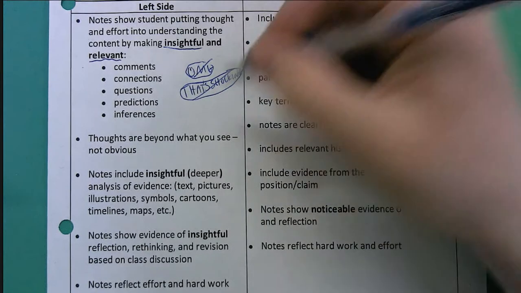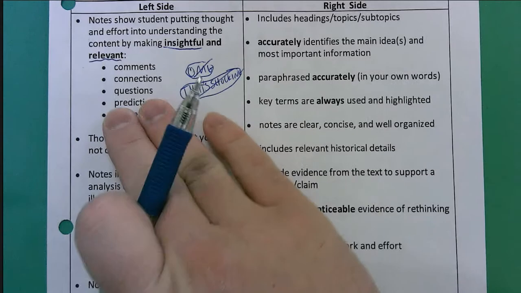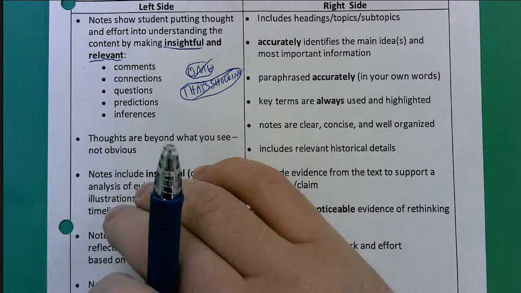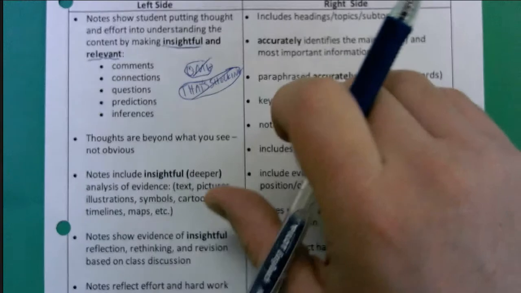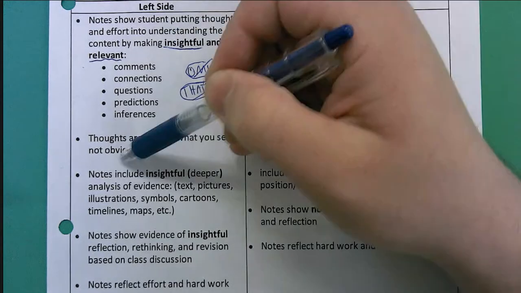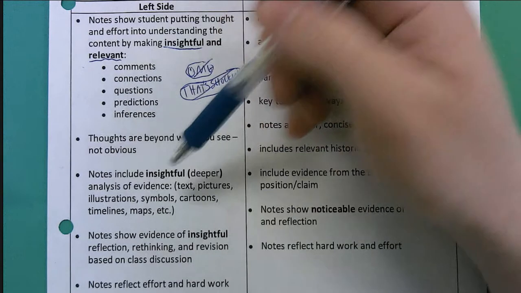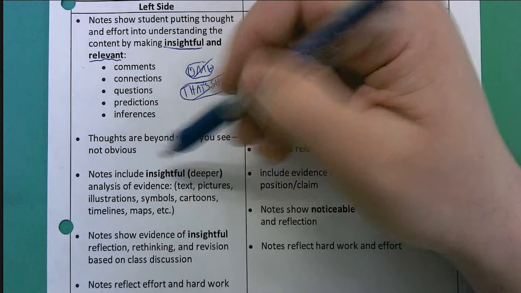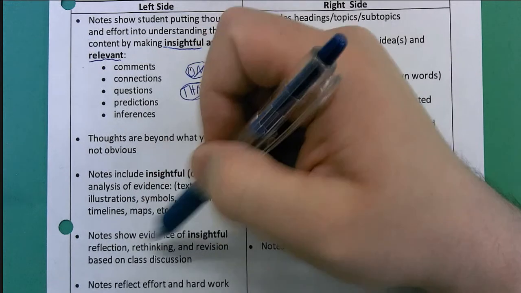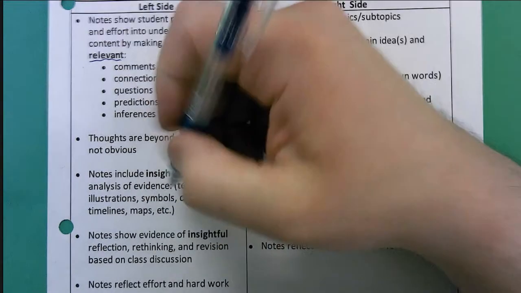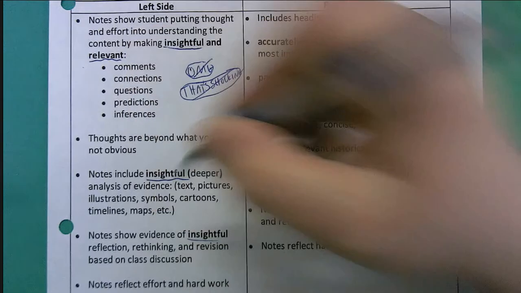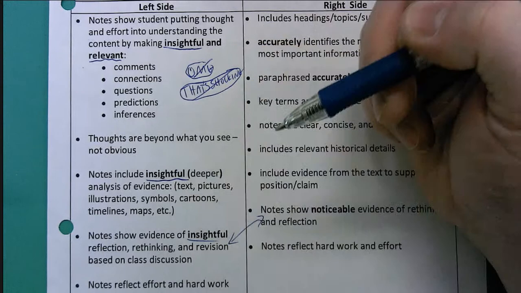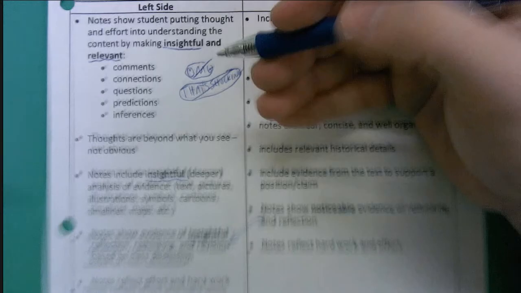Things that we want to talk about are, how do we connect to the text? Okay, how are we making our thoughts well known? Then what you're doing is not obvious. Again, you're looking for insightful analysis of things that you're reading, you're looking at, etc. Make sure you are showing insightful reflection, rethinking, and revision. So again, these are connected when we go back and talk about things. The most important thing here is obviously to make it insightful. Okay, we want to say that you're thinking about what you're reading.